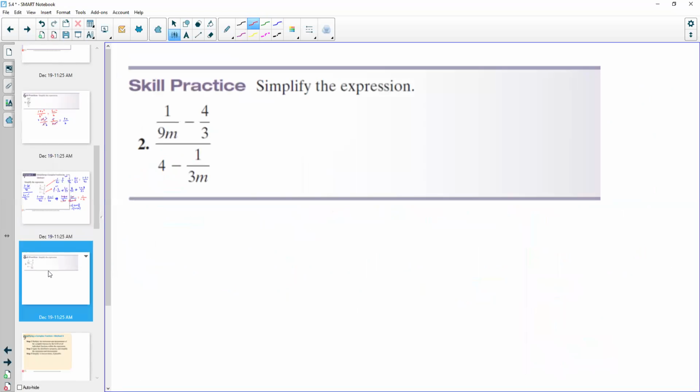Use that first method. Try it here. Pause. Think.